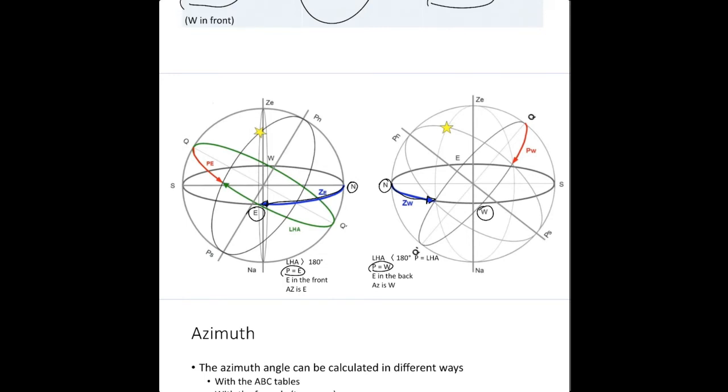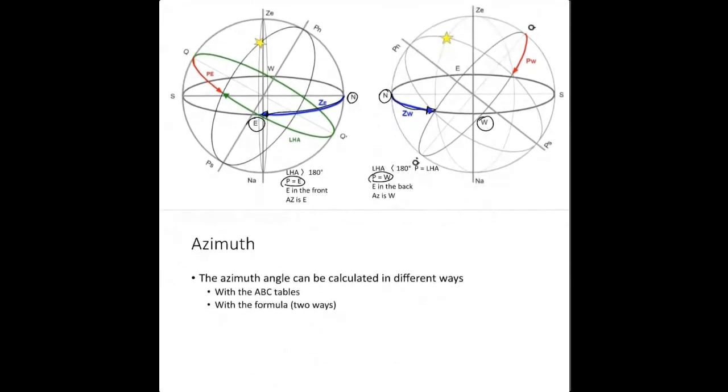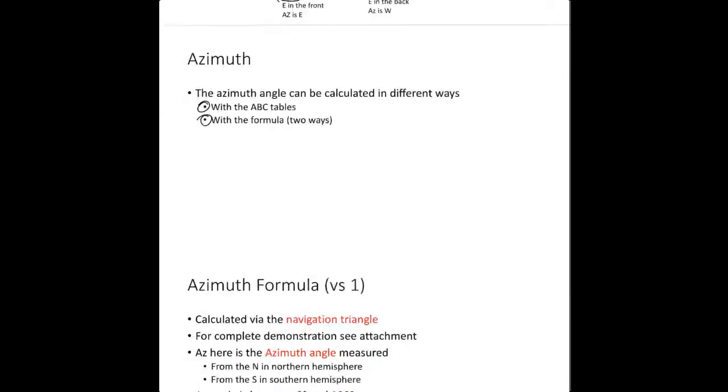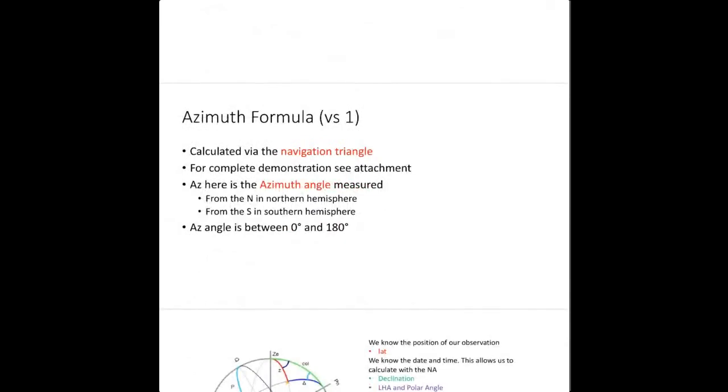Again, this is very important that you understand this. Now, let's go to practice. Azimuth angle can be calculated in different ways. You can either do it with the ABC tables, which is the most commonly used, actually, the most popular, although some students are afraid of the ABC tables. And then we have two ways of calculating the azimuth by a formula.